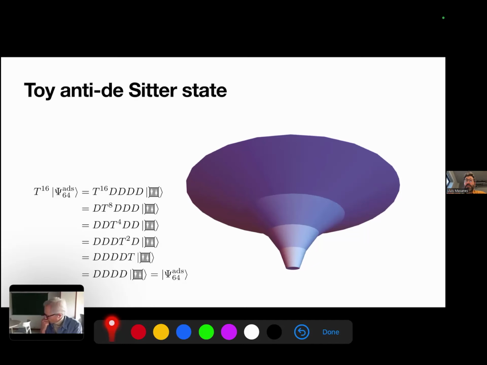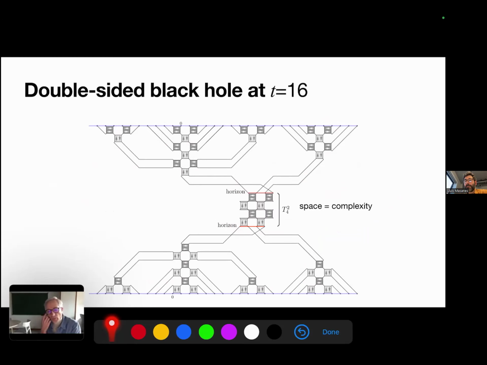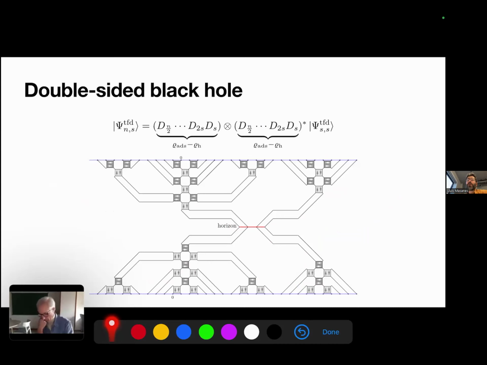Okay, so this means that the 64 state also generates an orbit, because it comes back to itself after 16 times. And something nice is that now what I've done is to take the anti-de Sitter space, and instead of putting a tensor here, I'm connecting it with another one. So this is like what people call a double-sided black hole, or a thermofield double state.